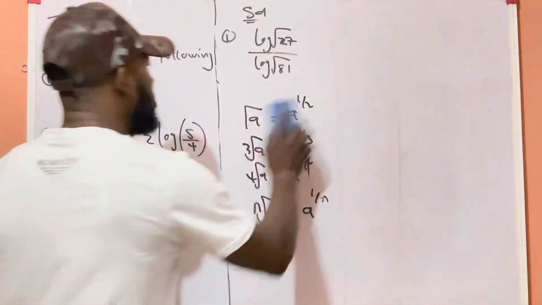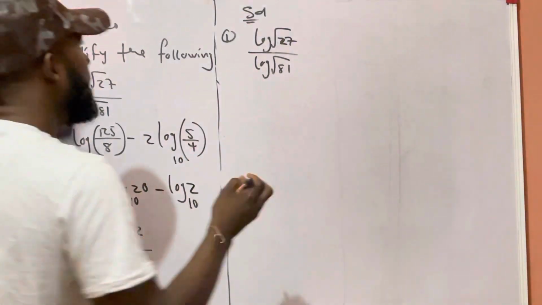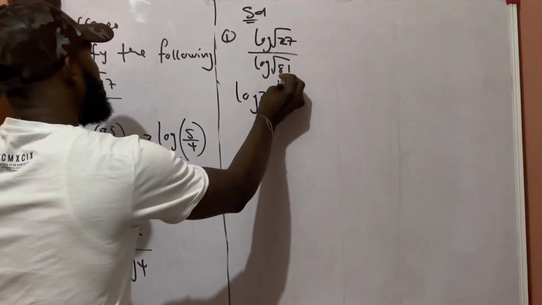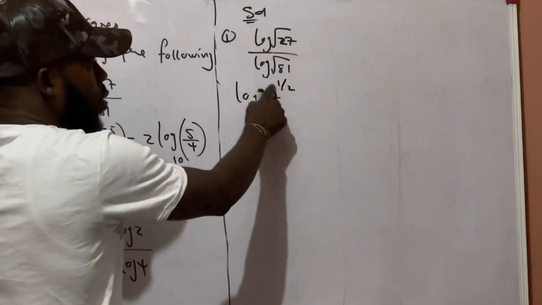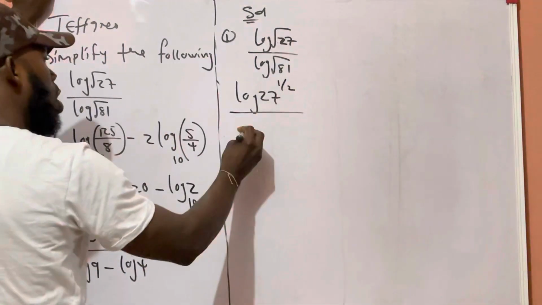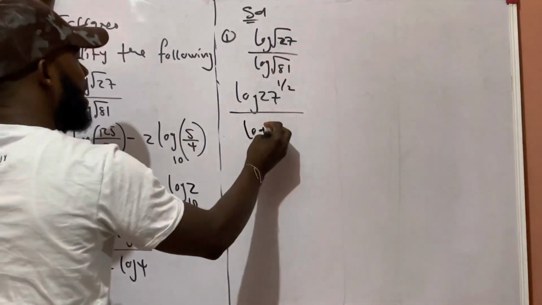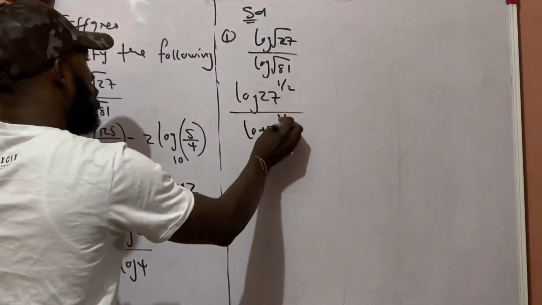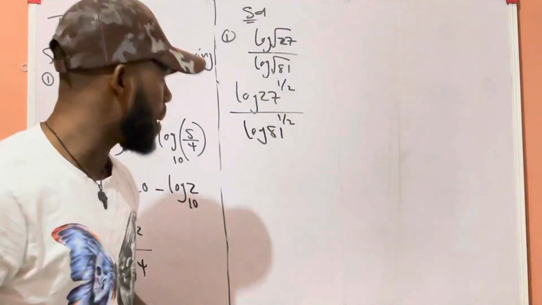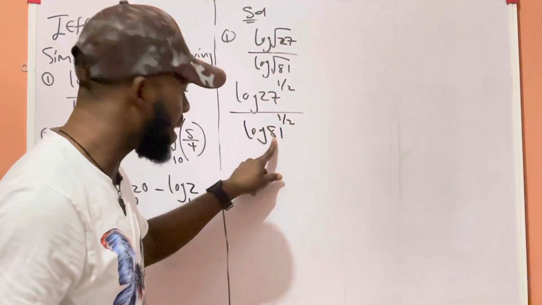So it means now that it automatically becomes log 27 raised to the power 1 over 2. Where did I get this 1 over 2 from? From the roots. All over, here becomes log 81 raised to the power of also 1 over 2. Okay, now we're done with that step. The number here is 27, the number here is 81.